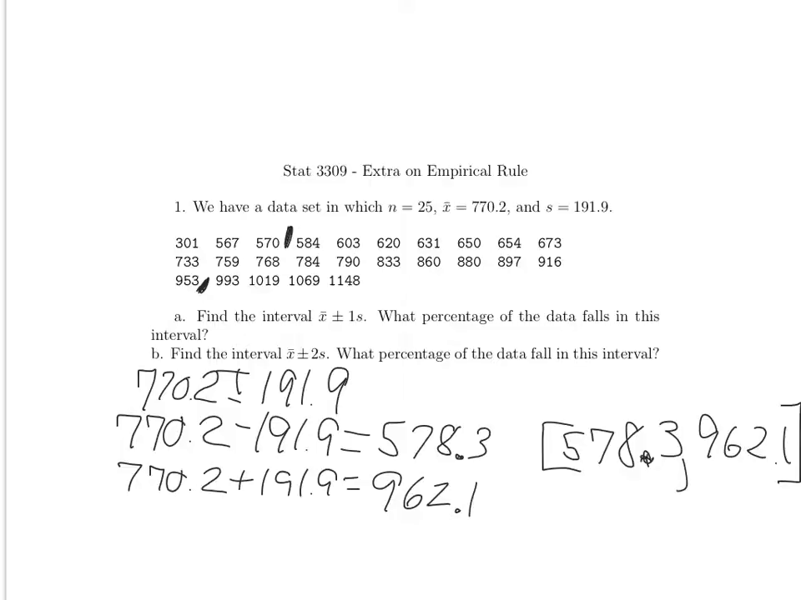Okay? So let's see, how many do I have? 1, 2, 3, 4, 5, 6, 7, 8, 9, 10, 11, 12, 13, 14, 15, 16, 17, 18. So I have 18 points over my n of 25. And when I divide that out, I get 0.72 or 72%. Okay? So that's the percentage of the data that falls in that interval. Okay, pretty good.